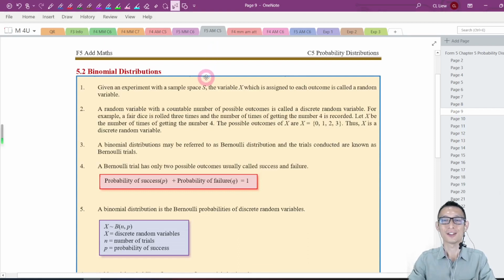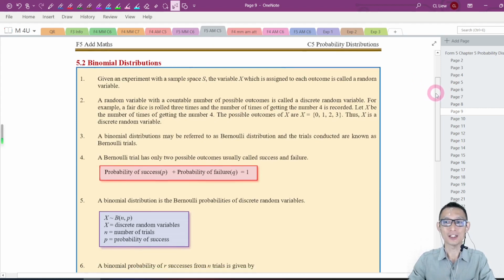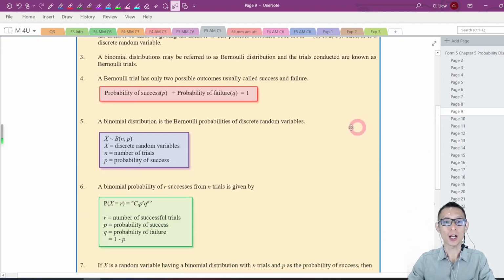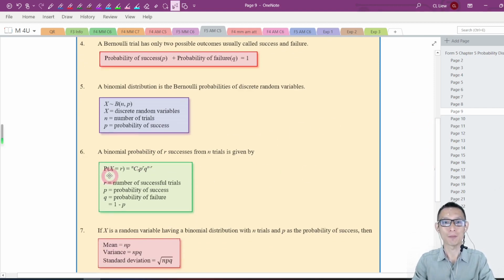Hi, everybody. This is the second part of binomial distributions. Still remember in the previous video, I showed you how we find the probability for a binomial distribution. I hope that you still remember this formula. P(X = r) is equal to nCr times p raised to the power of r times q raised to the power of n minus r. Always remember, the sum of these two numbers must always equal the total number of tries.